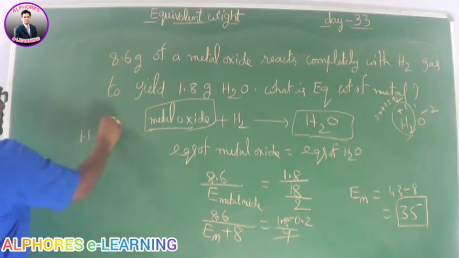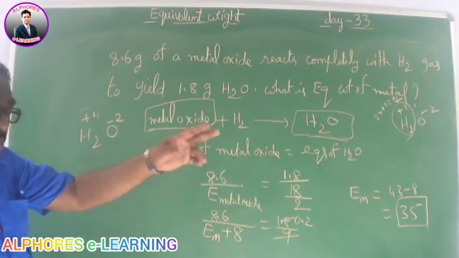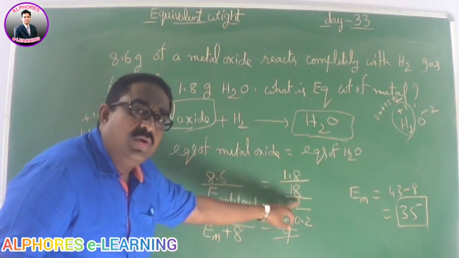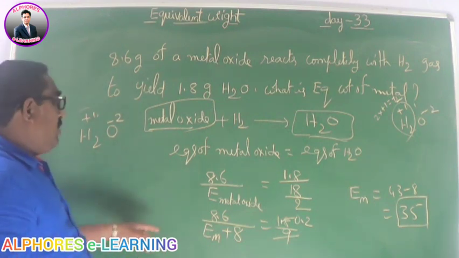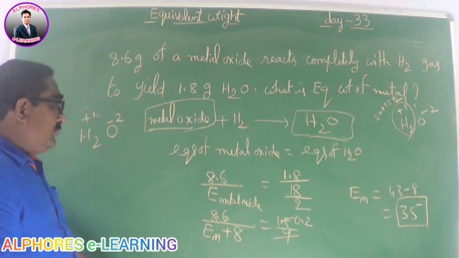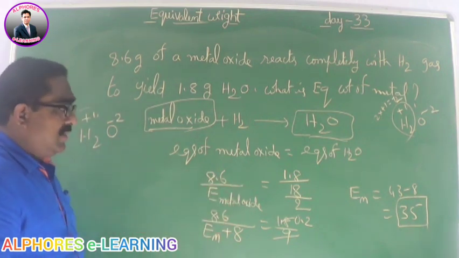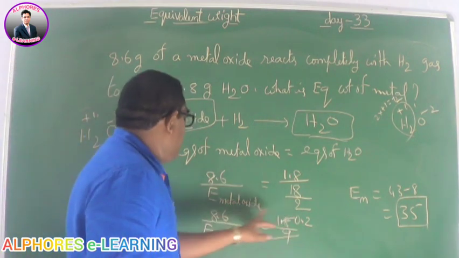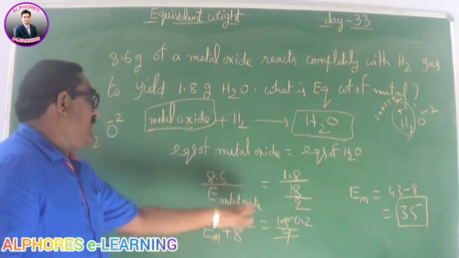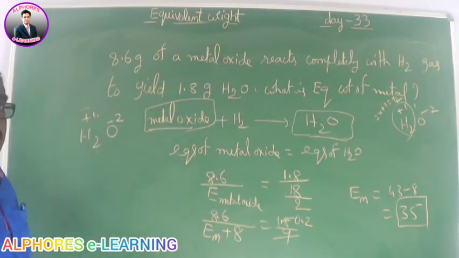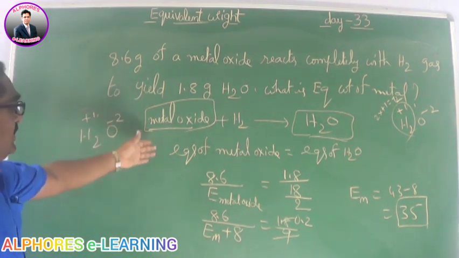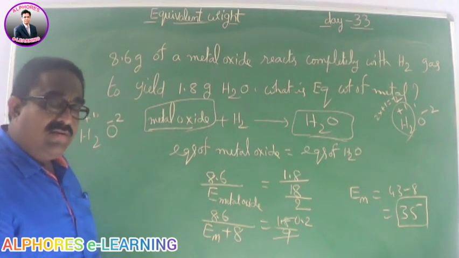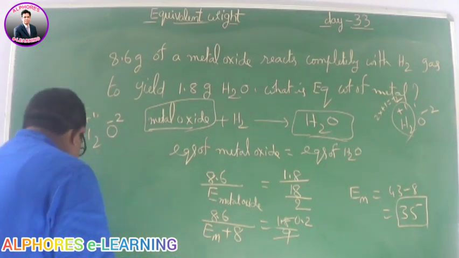In H2O, oxygen is minus 2, hydrogen plus 1. 2 such hydrogens, total plus 2 and minus 2. So simply you can take the N factor as 2. So 18 by 2, 9 is the equivalent mass of water. Now you can take it out. By calculation you will get 43 minus 8, 35. That is the equivalent mass of the metal. Please note it down, and then I will go for the next numerical.